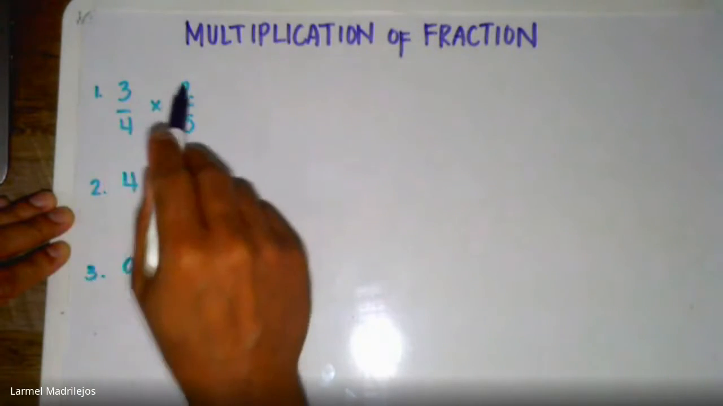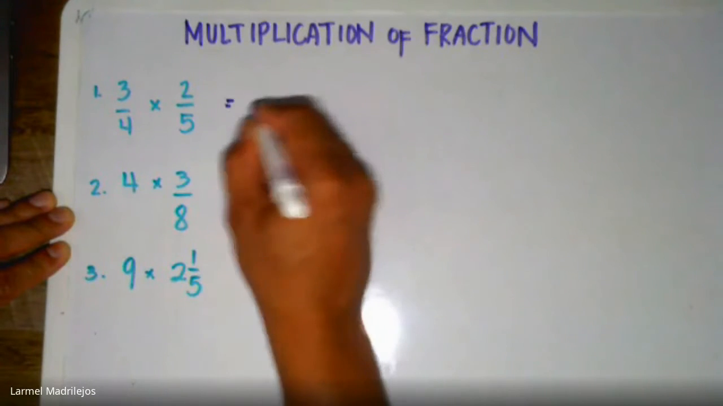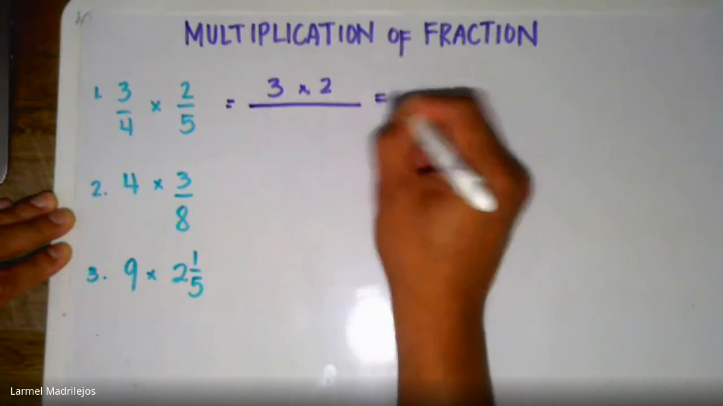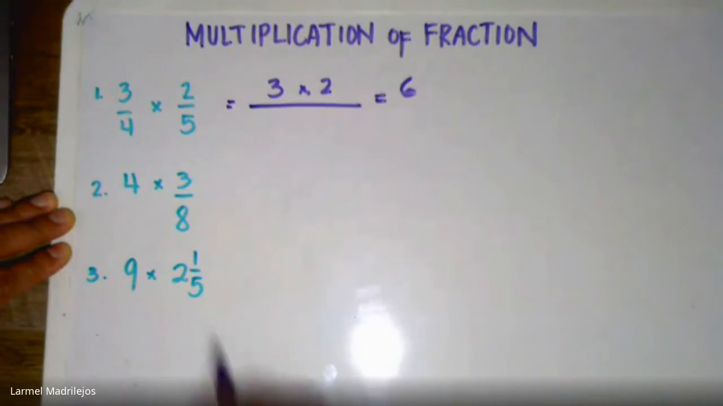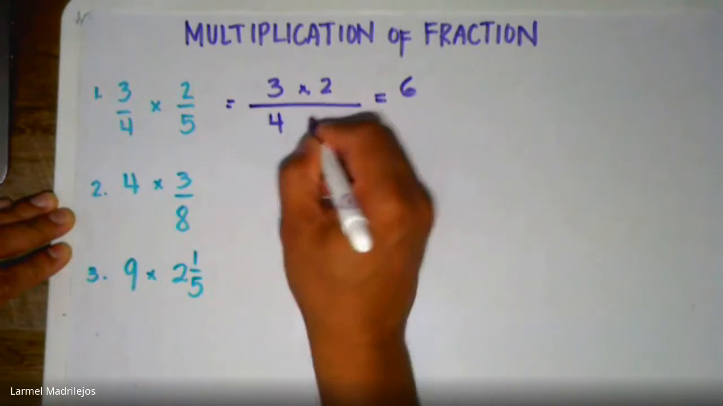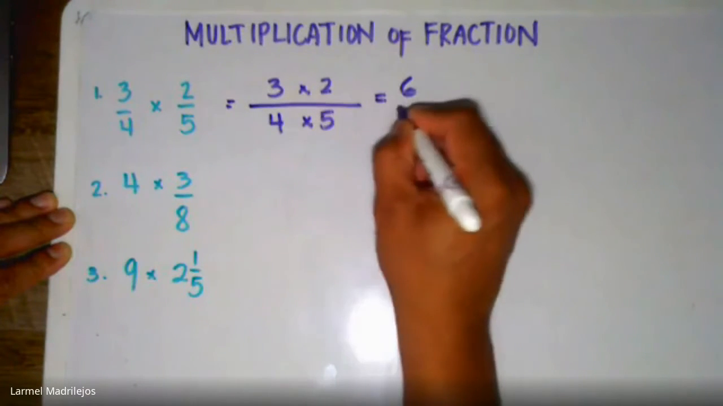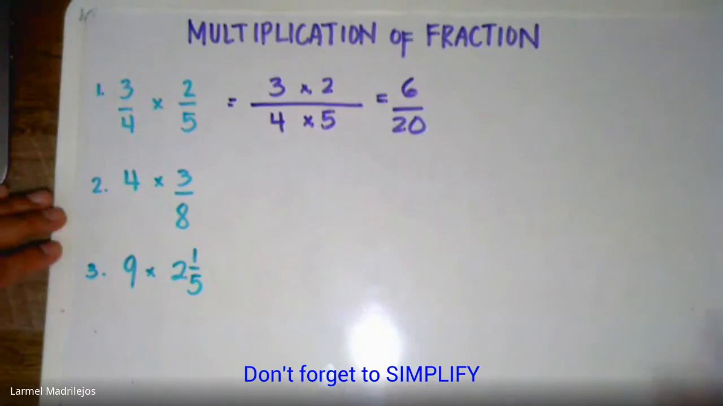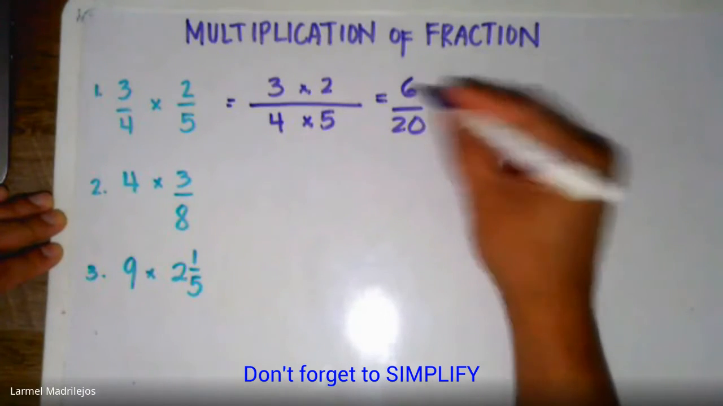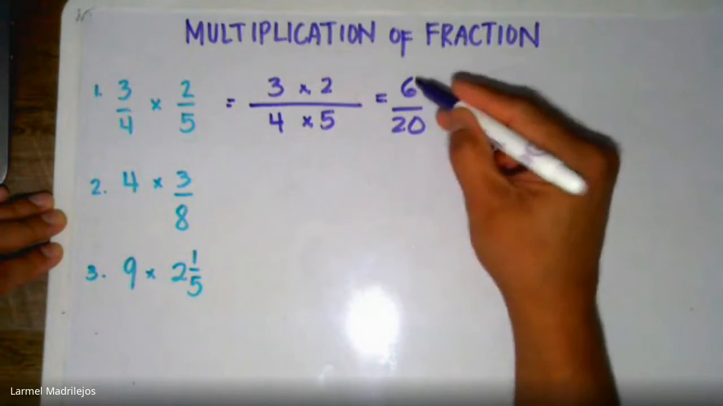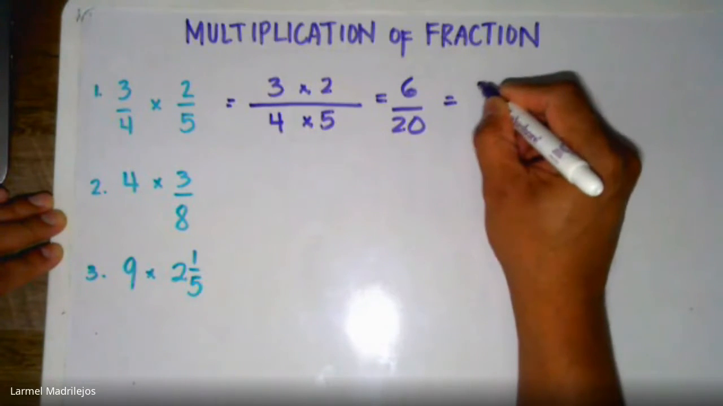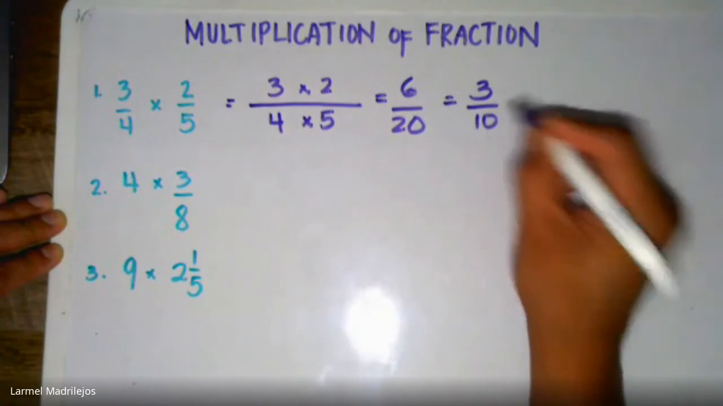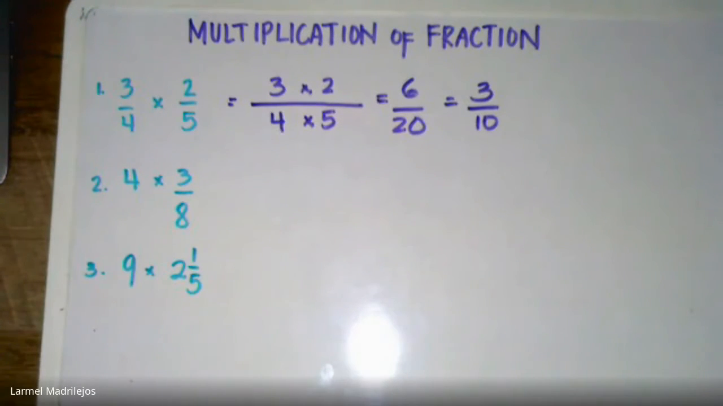3/4 multiplied by 2/5. I can simply rewrite that as 3 times 2, that makes 6. The denominator is 4 times 5, which makes 20. Let's simplify. Both of them are divisible by 2, so I divide this by 2. 6 divided by 2 is 3. 20 divided by 2 is 10. That will be my final answer.